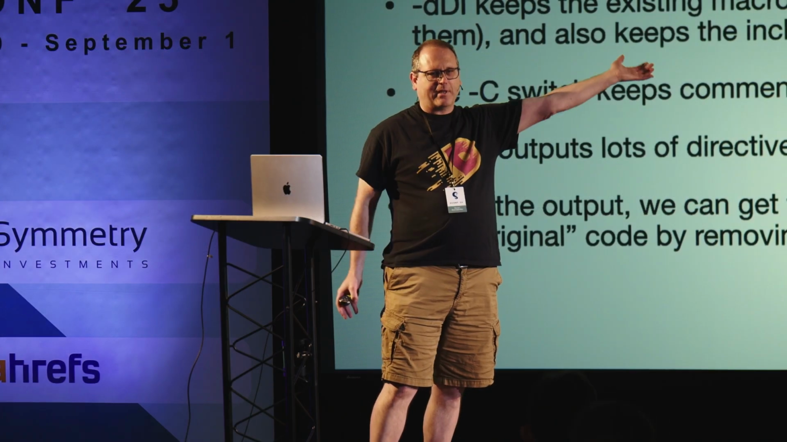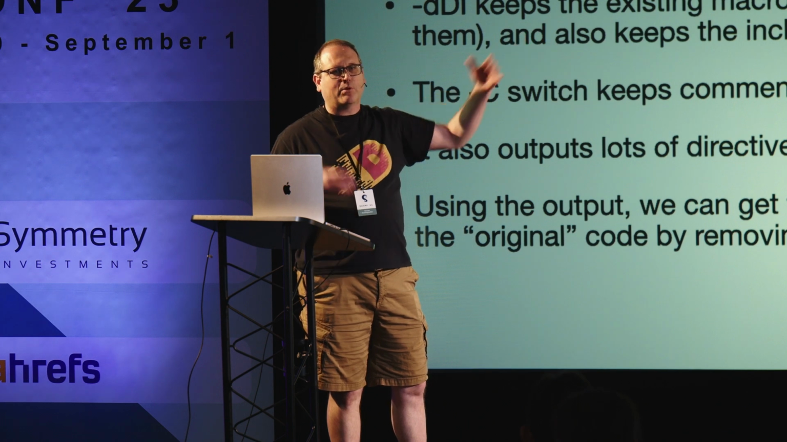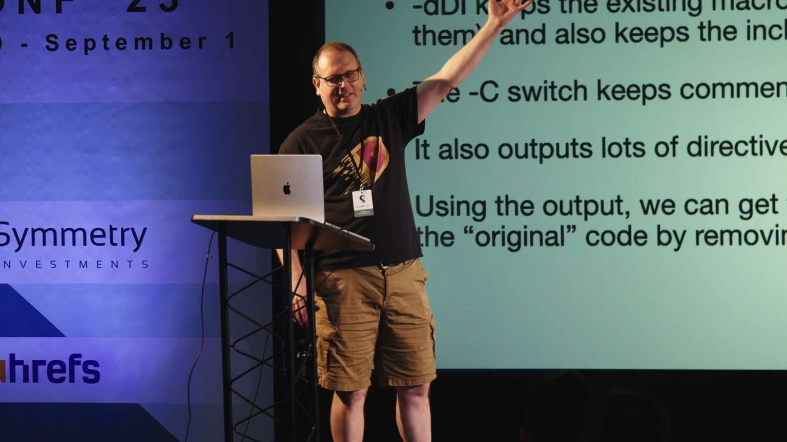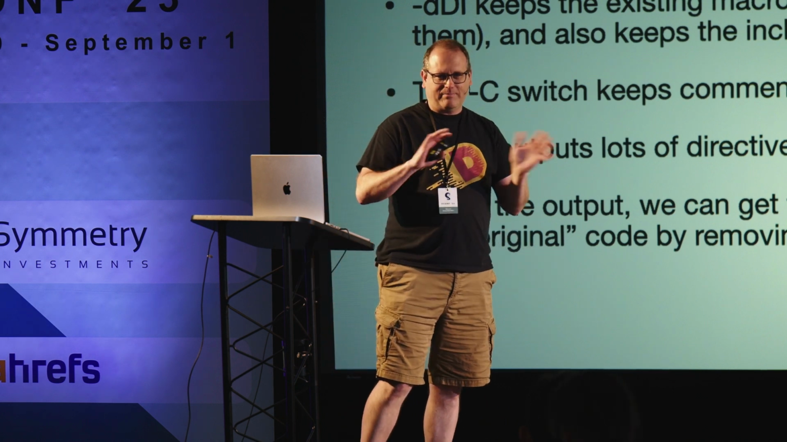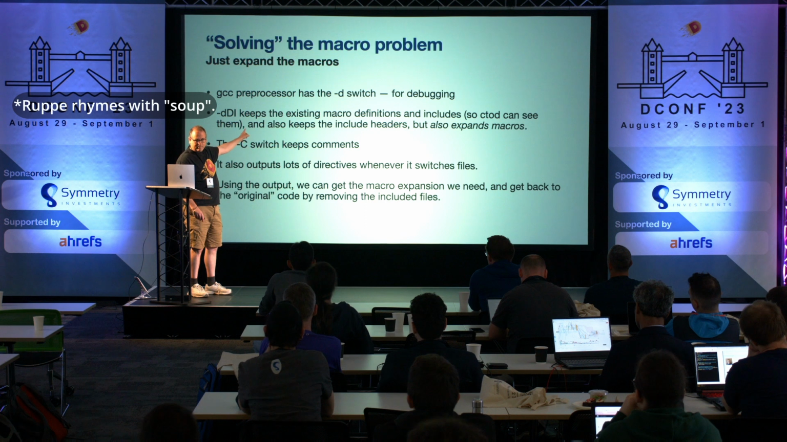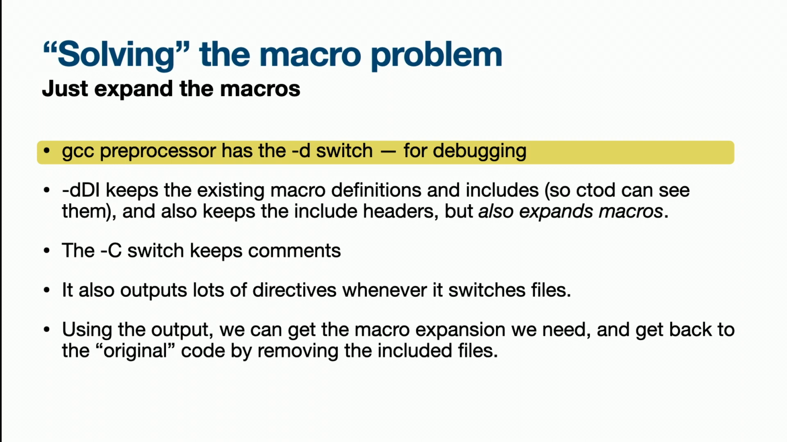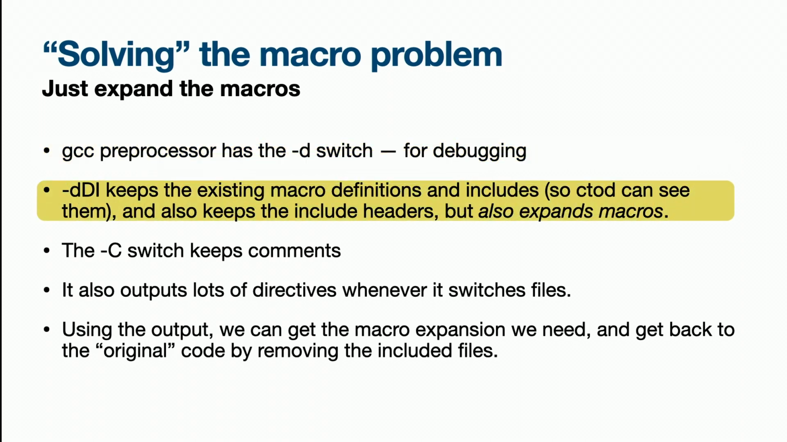But the problem is that if you run the preprocessor on a file and it has imports, what's gonna happen? It's gonna pull all the files from all the places, paste it all together, and now you're left with this giant thing that is not usable as a ctod input. Now Adam, is it Rupe? I don't know how you pronounce it, but everyone knows who Adam is, he mentioned that GCC has the -dI switch. It does the macro expansion, but it keeps the existing macro definitions and includes. So ctod can still see them and substitute those for imports. It also keeps the include statements, and it also expands the macros, which is what I want.